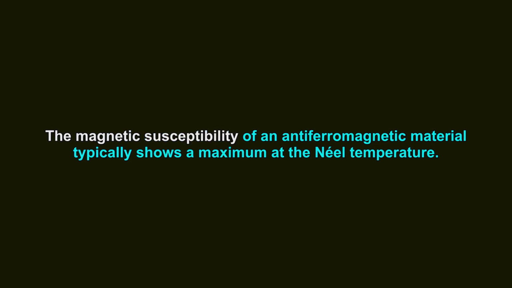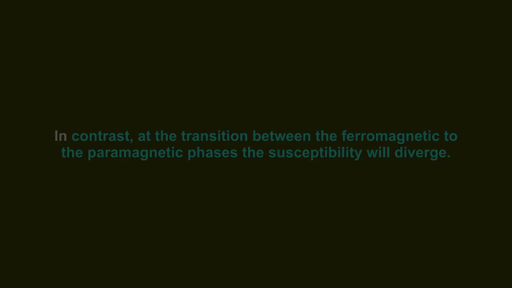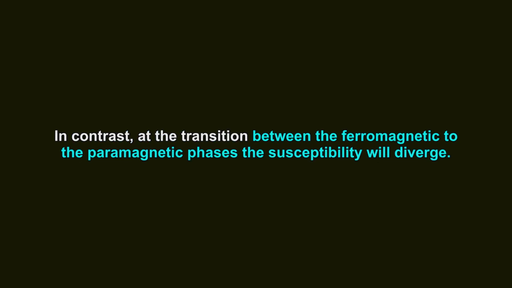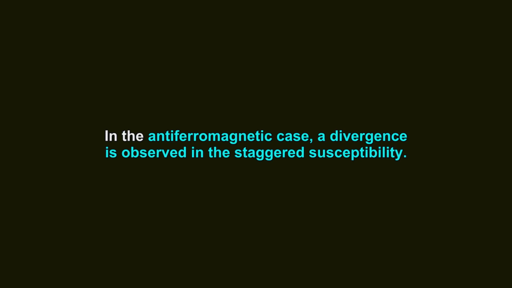The magnetic susceptibility of an antiferromagnetic material typically shows a maximum at the Néel temperature. In contrast, at the transition between the ferromagnetic to the paramagnetic phases, the susceptibility will diverge. In the antiferromagnetic case, a divergence is observed in the staggered susceptibility.